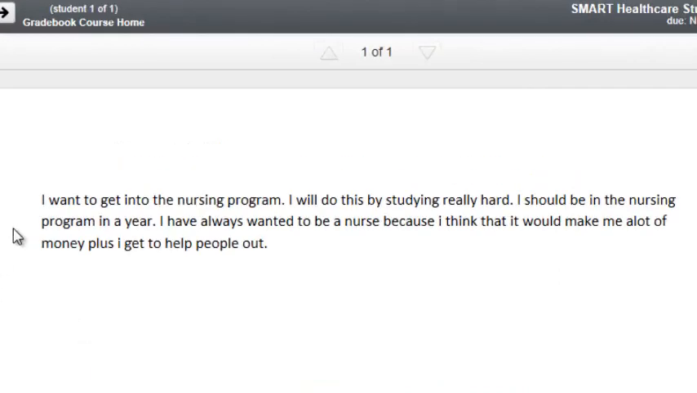It says, I want to get into the nursing program. I will do this by studying really hard. I should be in the nursing program in a year. I've always wanted to be a nurse because I think it would make me a lot of money, plus I get to help people out. So immediately my first impression is they didn't fulfill the expectations of the assignment because there's not a lot of information in the student's goal to help them make a goal that's smart.